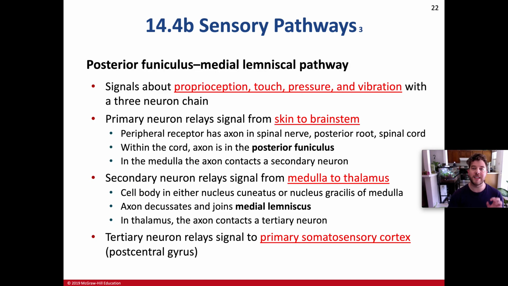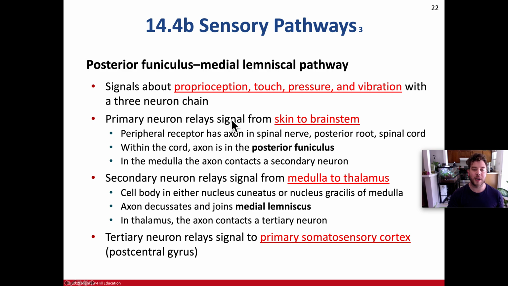Okay, so let's talk about the specific sensory pathways now. The posterior funiculus medial lemniscal pathway. Five times fast, there you go. Posterior funiculus medial lemniscal pathway. All right, it carries signals about proprioception, touch, pressure, and vibration with a 3-neuron chain. That's what it's going to be transmitting: signals about proprioception, touch, pressure, and vibration.